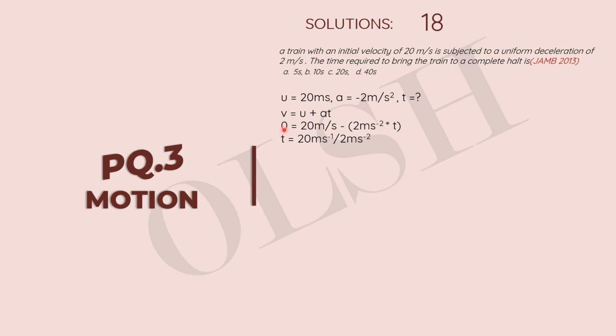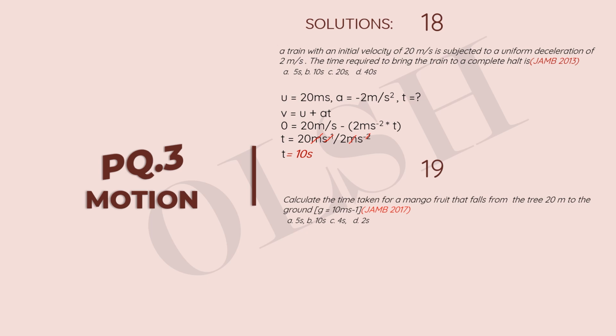Then if we now make t the subject of formula, we'll have 20 meters per second divided by 2 meters per second squared. So these meters will cancel these meters, and this second will divide one of these. So this will be leaving us with, of course, this is per second, so it will come up and become 20 divided by 2 seconds. That's 10 seconds. So that's the answer for that. We'll move on to number 19.